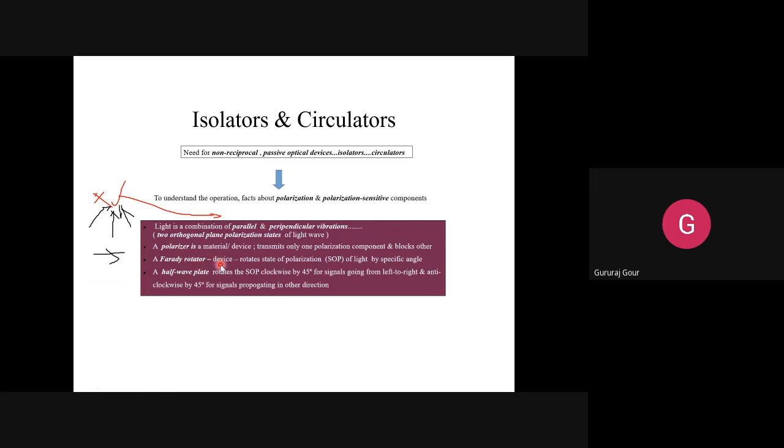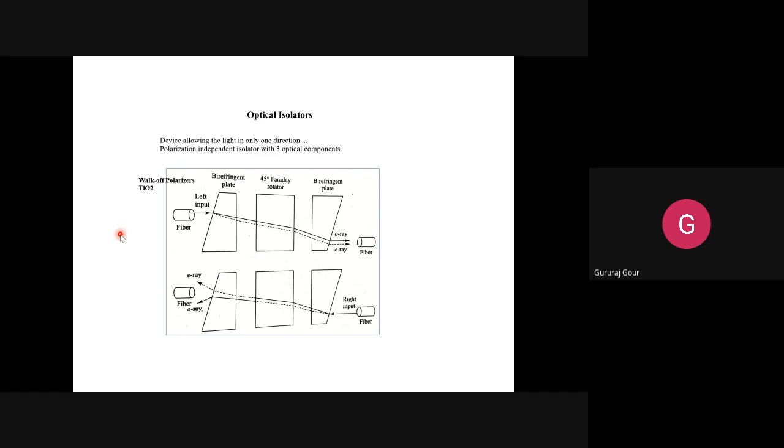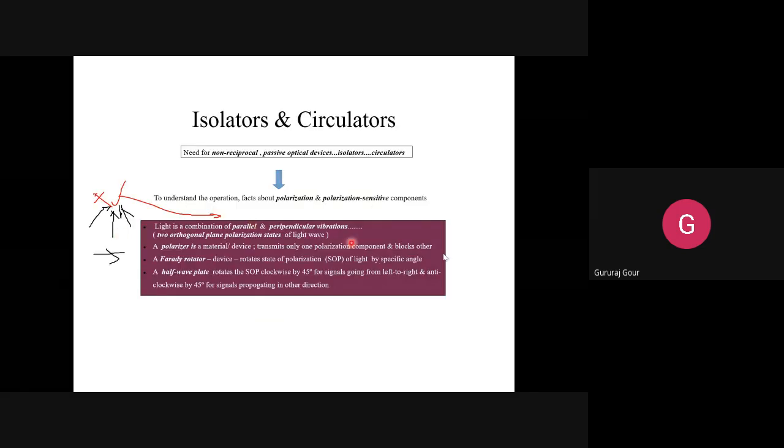The next one is a Faraday rotator, the device which is going to rotate the SOP, state of polarization, by a specific angle. You can tell the Faraday rotator to rotate the field component after allowing it. For example, it is already 90 degrees there, rotate it by 35 degrees. So by the time it is going out, it will be 125 degrees. That is the job of the Faraday rotator.